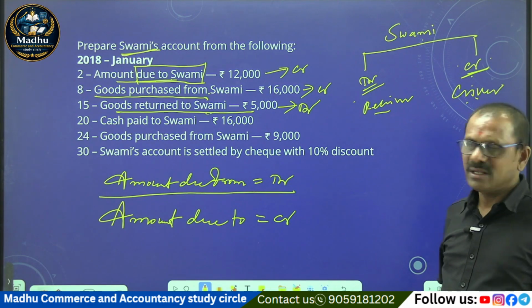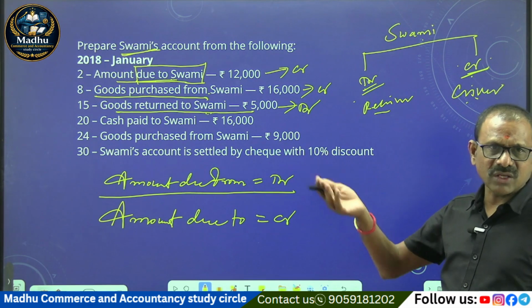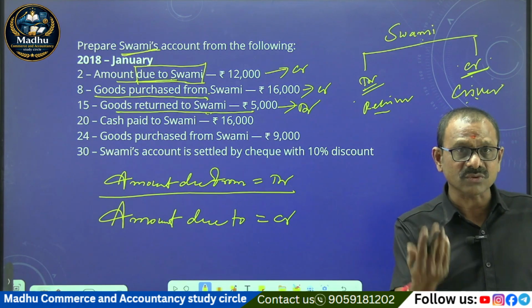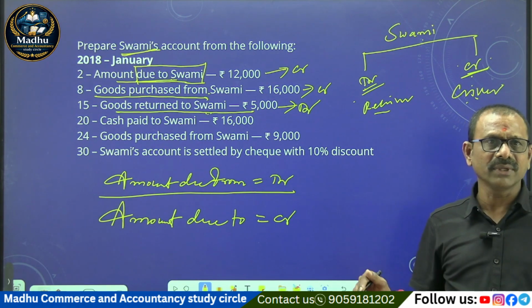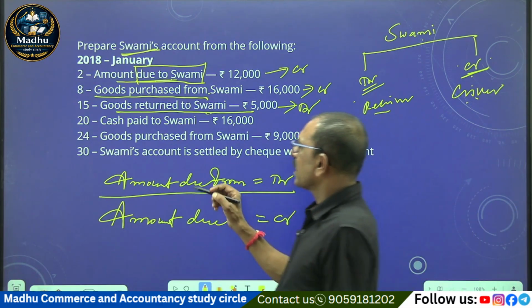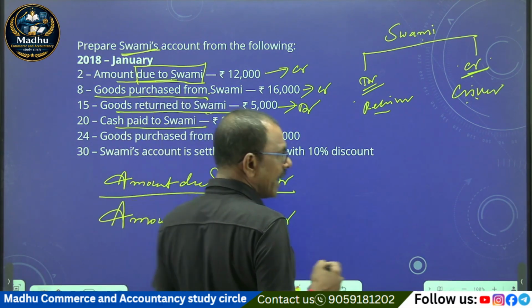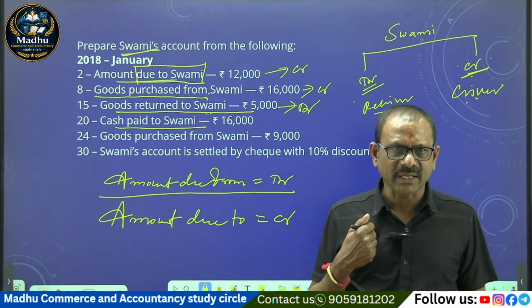Debit side. Swami receives, debit; Swami gives, credit. Next, cash paid to Swami. Who paid? We paid. अपन पेमेंट करे, we paid to Swami.